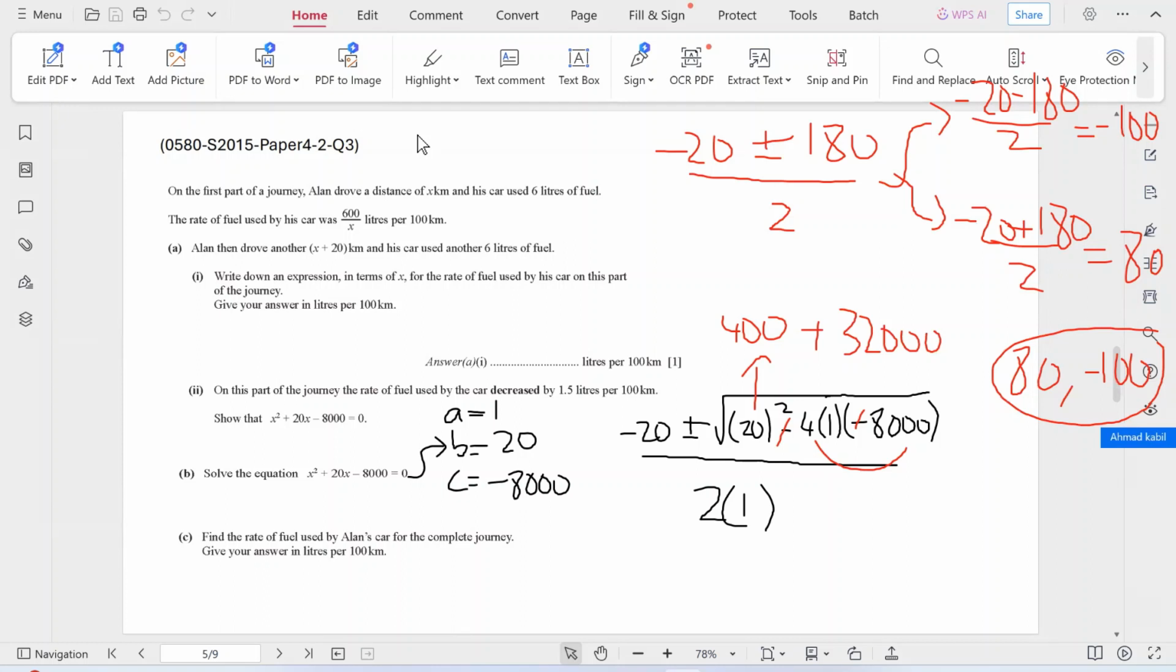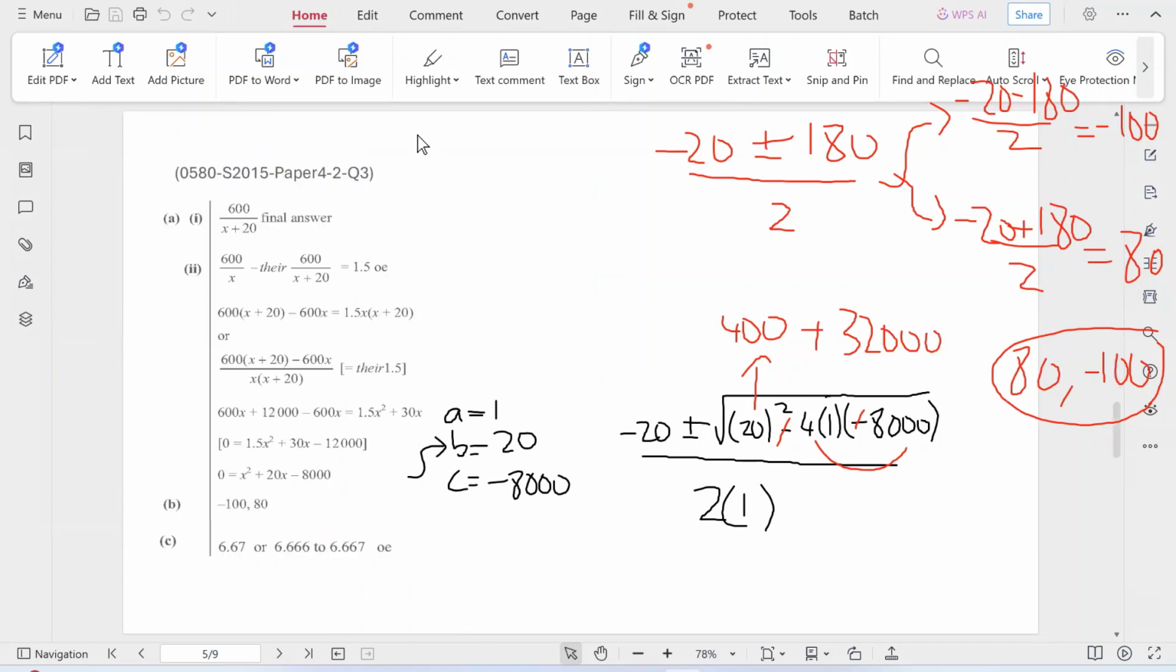Just to make sure that we are on the right track, let's check the marking scheme. And in fact, we are correct, thankfully. The two results here are negative 100 and positive 80.